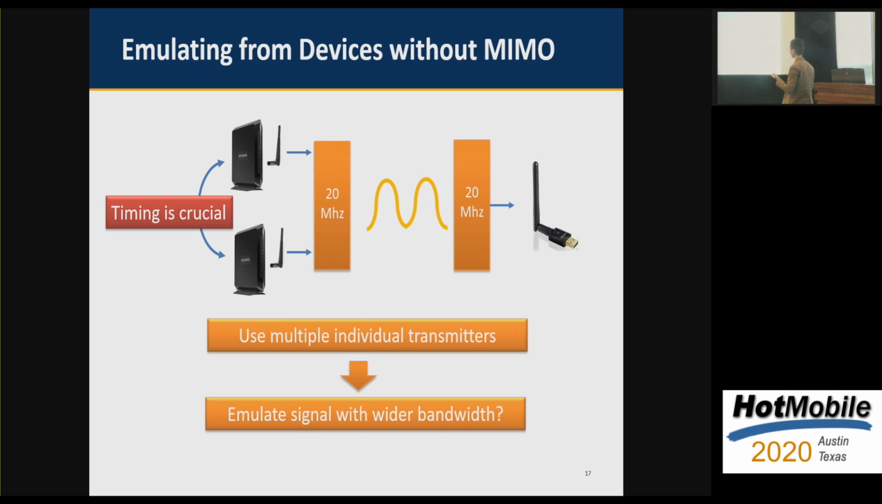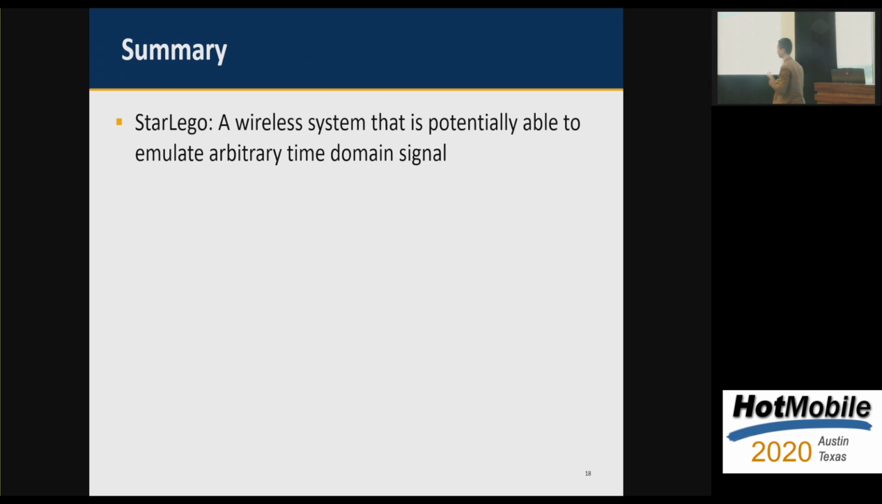As you can imagine, if we increase the number of devices, there's a possibility that we can emulate wider channel bandwidths, like 40 megahertz or 160 megahertz. So this is what we have for StarLego. This is a very promising result we currently have to bridge the gap between old devices and new devices. Although it's in its infant stage and there are still a lot of problems to be addressed, it did show some promise for future research.